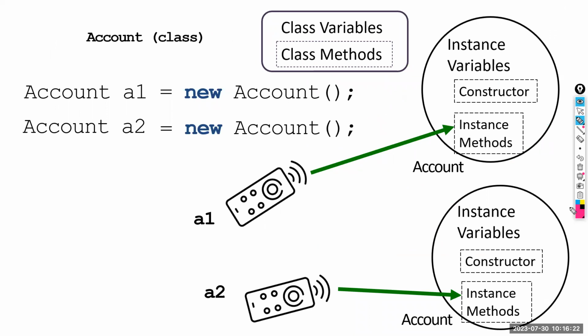I will draw it in red. Your instance method cannot call constructor. A class method cannot call constructor. Okay. The class method cannot call instance method. Okay.